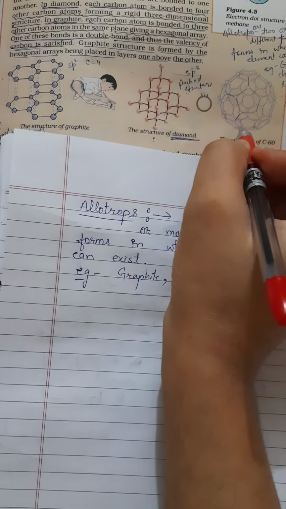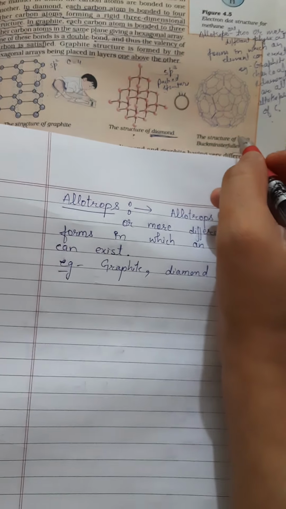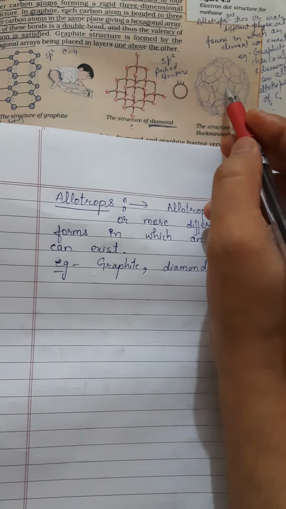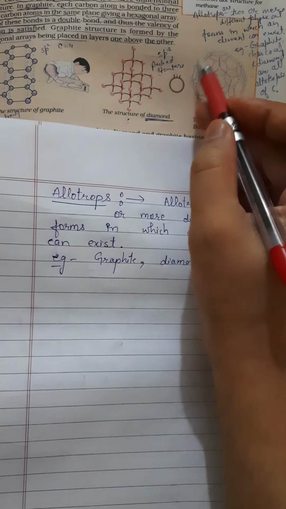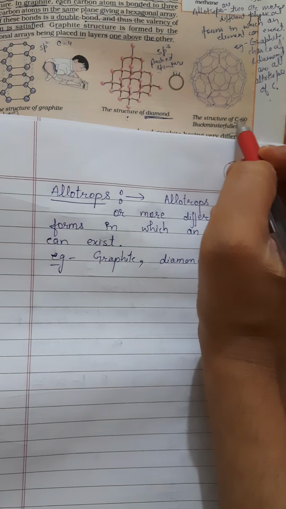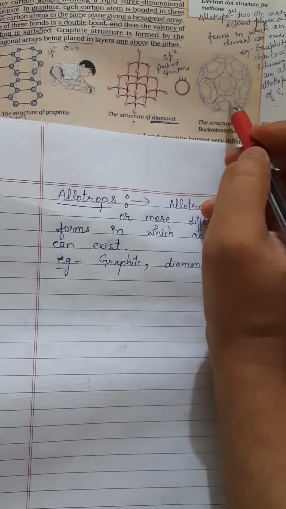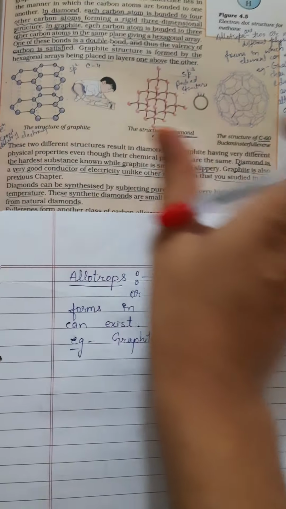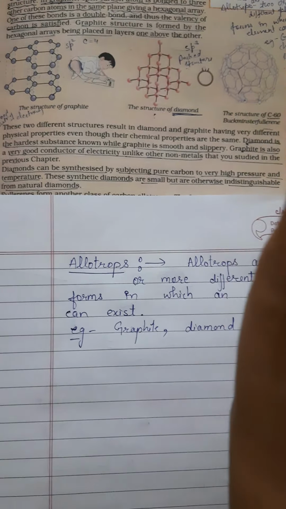This one is known as fullerene. In fullerenes, there are a large number of carbons. Here, C60 means Buckminster fullerene, which is a football-like structure in which 60 carbons are linked. Is it okay? So this is the structure of the allotropes of carbon.